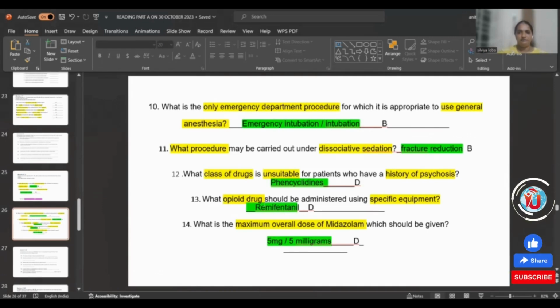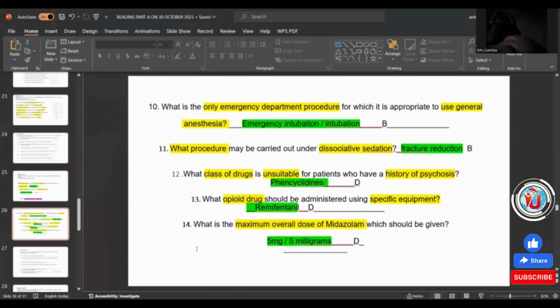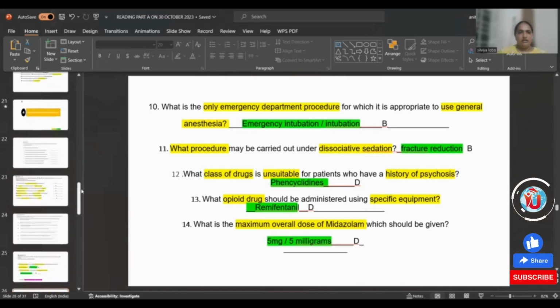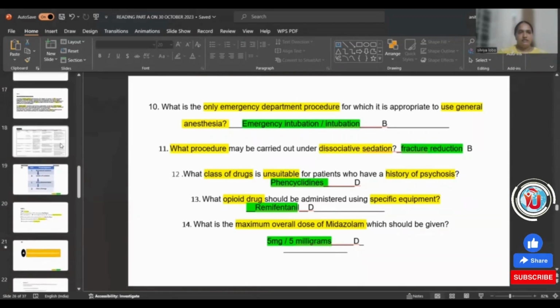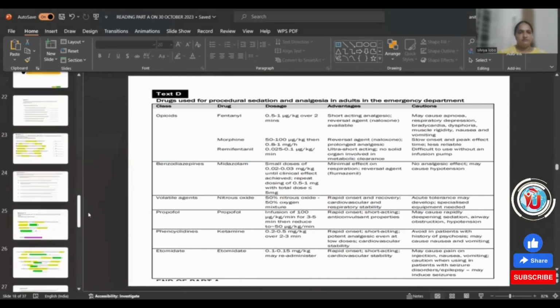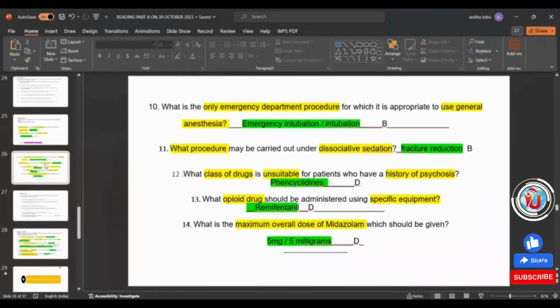Is it clear? Yes, ma'am. Here, they used a synonym for specific equipment, infusion pump. They have given, like, difficult to use without an infusion pump. The infusion pump is equipment, right? Clear, right? Yes, ma'am. Okay.